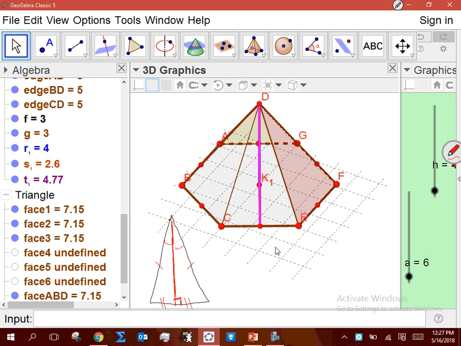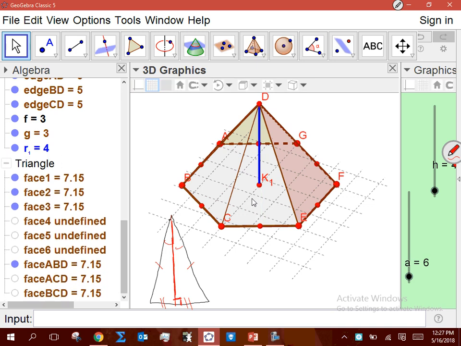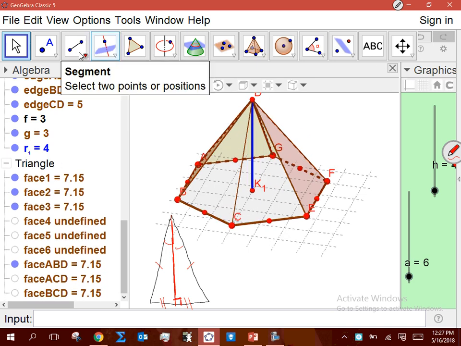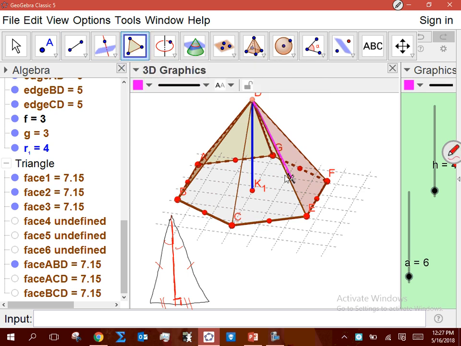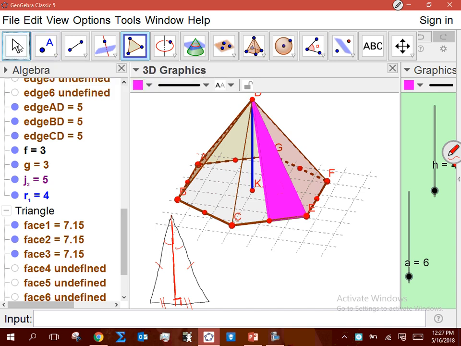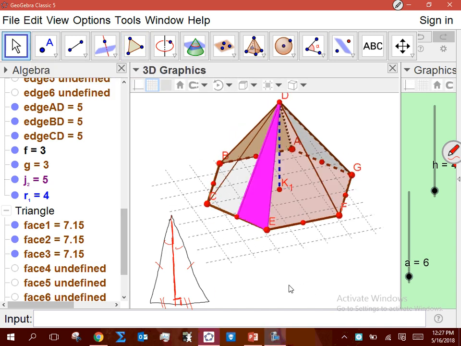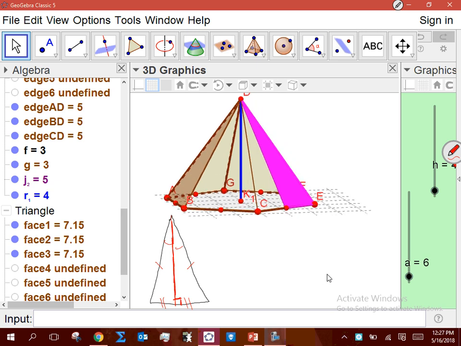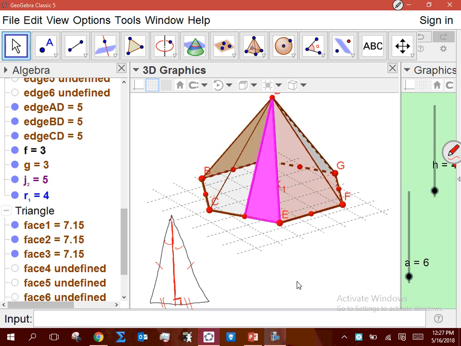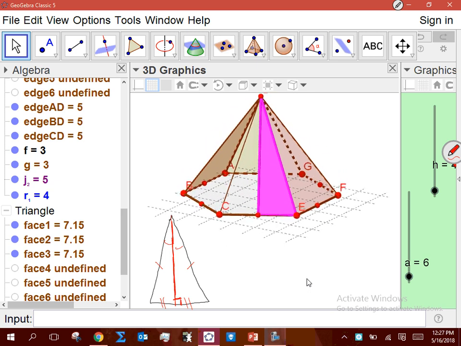Another triangle that we're going to get used to and need to use will be that triangle right there. Okay. Which is a triangle that is half of your lateral face, right? Is that a right triangle as well? Okay.